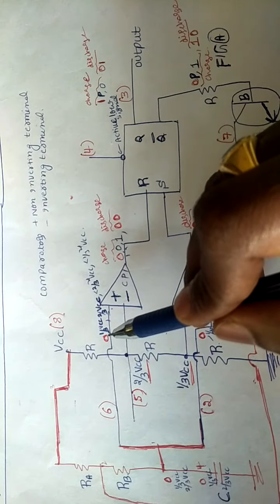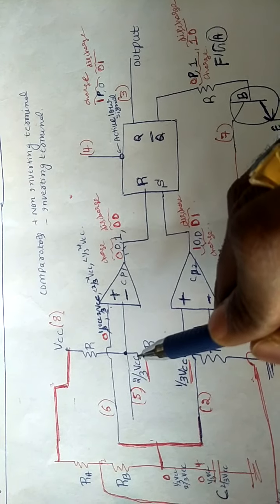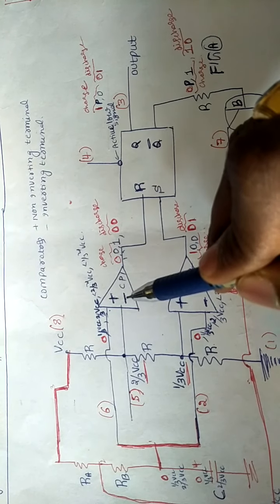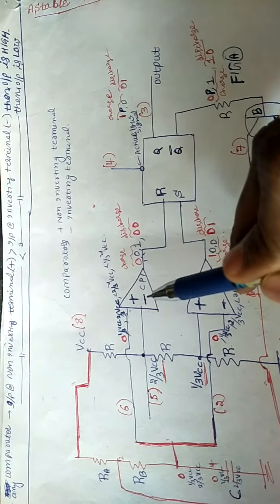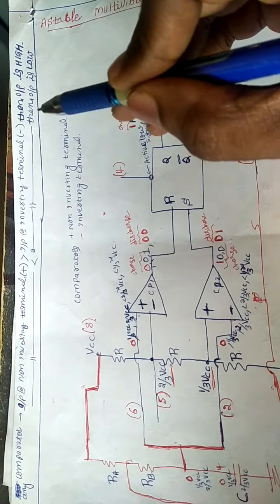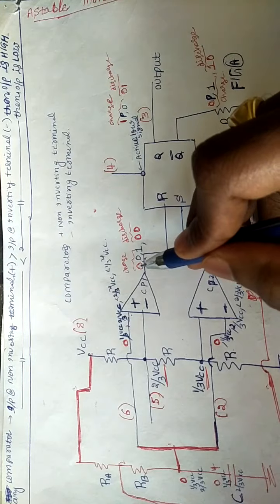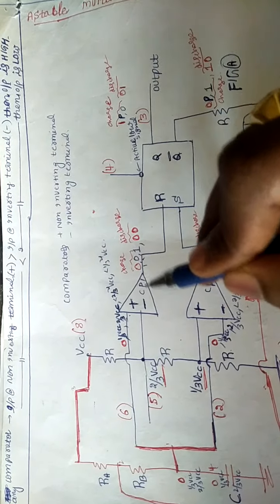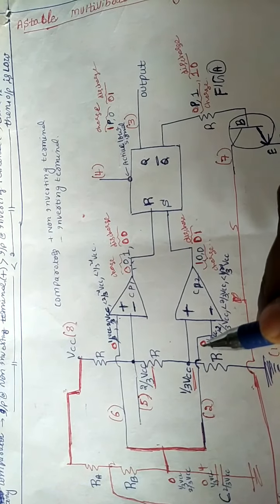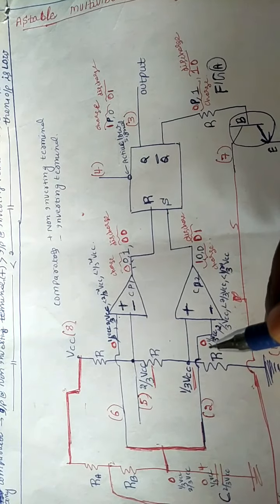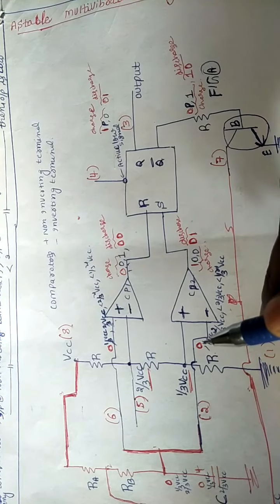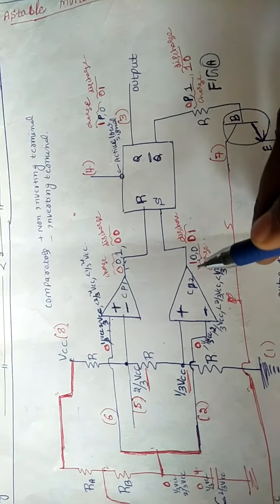So here you have 0, here you have 2/3 VCC. The inverting terminal is greater than the non-inverting terminal, minus is greater than plus. If minus is greater than plus, as in the second case, the output is 0. So I write 0 here. If you come to here, 1/3 VCC and 0, you compare these two. That's why we call it a comparator. If you compare these two, 1/3 VCC is greater than 0. Therefore the output is 1.